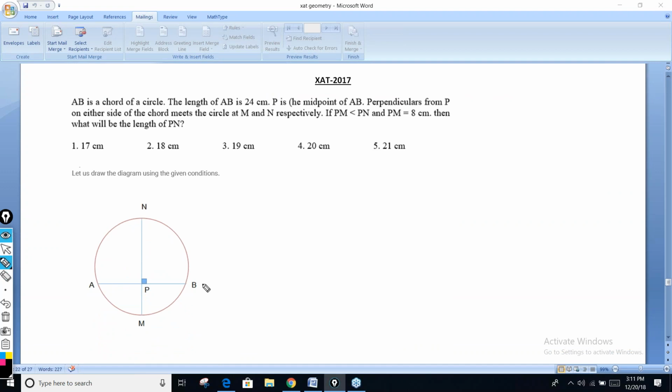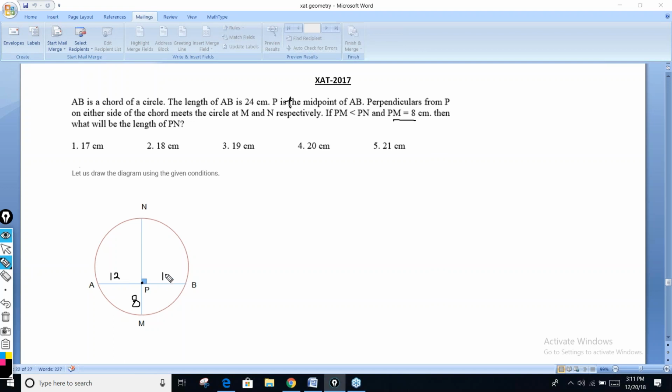AB is a chord of the circle. The length of AB is 24. P is the midpoint of AB. A perpendicular from P on either side of the chord meets the circle at M and N respectively. If PM is less than PN and PM is 8, that is given, then what will be the length of PN? And this is the midpoint.